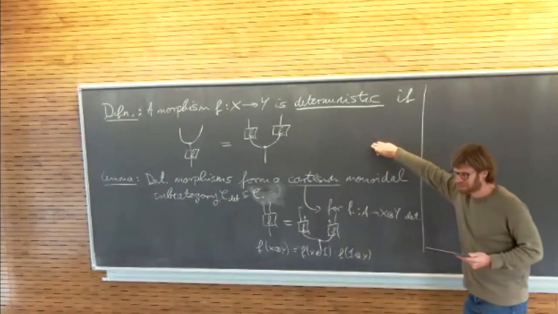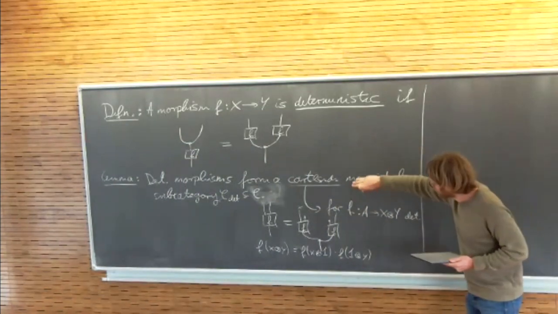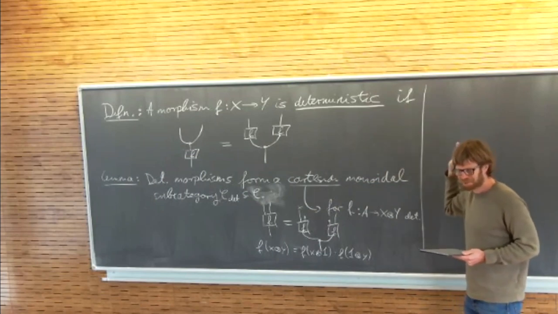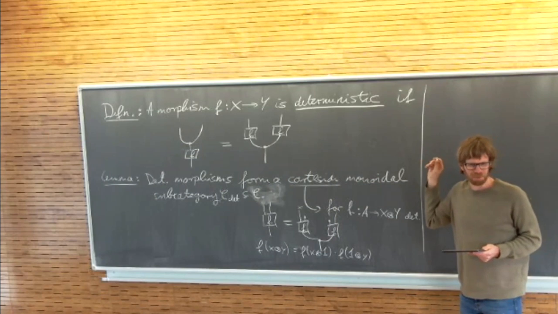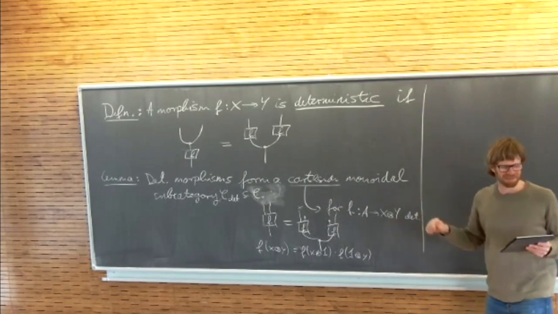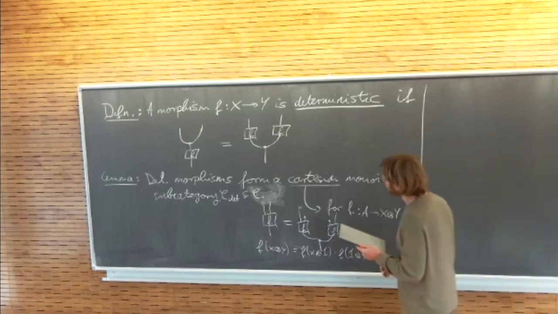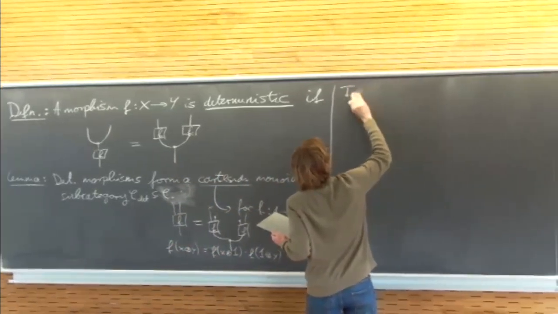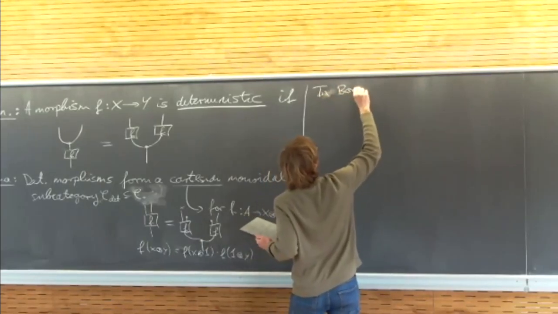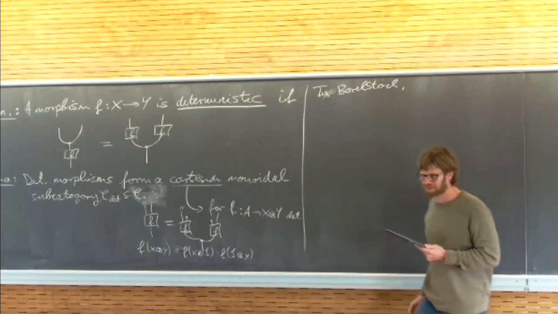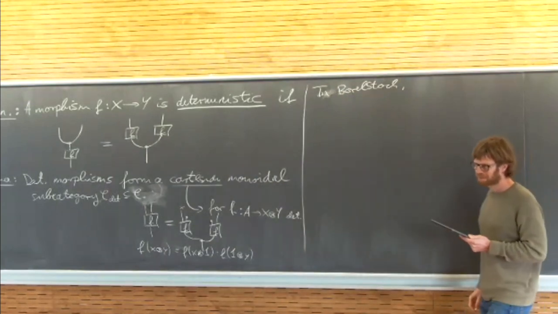Okay. Should I also maybe make a little more explicit what this equation means in measure theory probabilities, in the case of BorelStoch? Do people want to see this? Yes, please. Yeah, okay. All right, so in BorelStoch, now here we have Markov kernels as our morphisms.